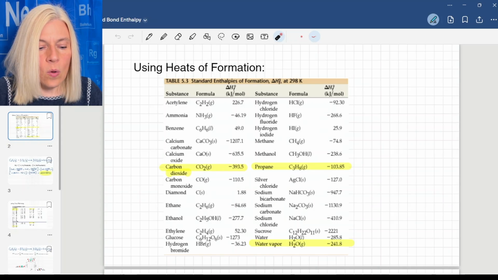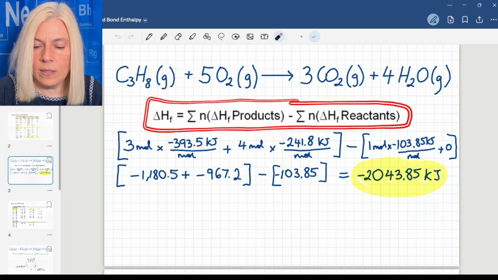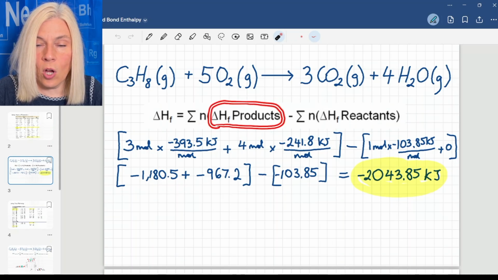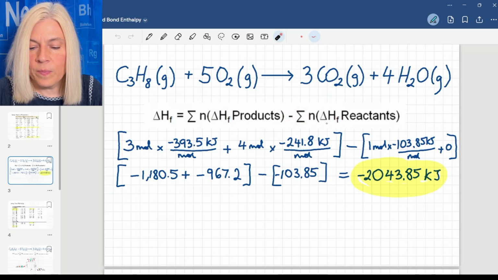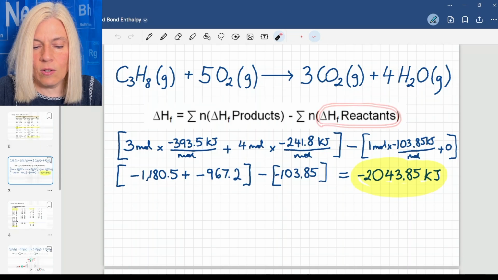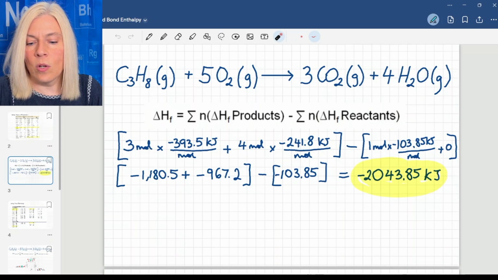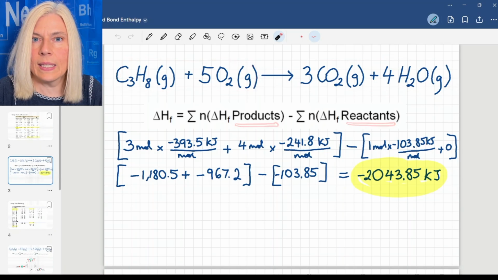Okay, so here is my reaction that we are doing, and here is the formula. The enthalpy of reaction is going to be the summation, with all the coefficients, of the heats of formation of products, minus the summation of all the heats of formation of reactants. Remember, what does delta mean? Final minus initial. What's my final? My final is products. What's my initial? Reactants. It's my products minus reactants.